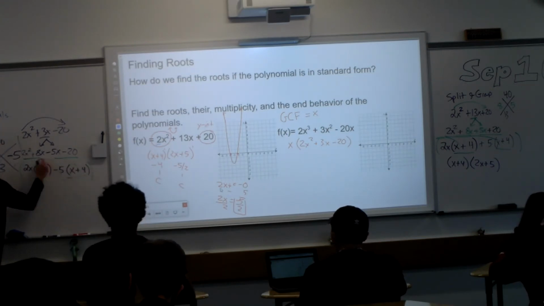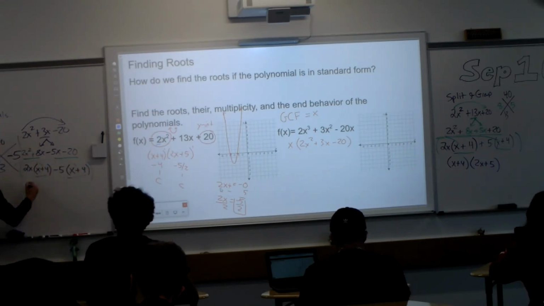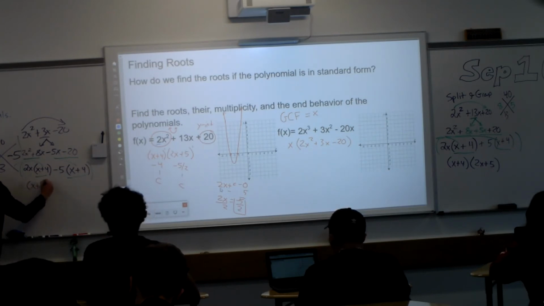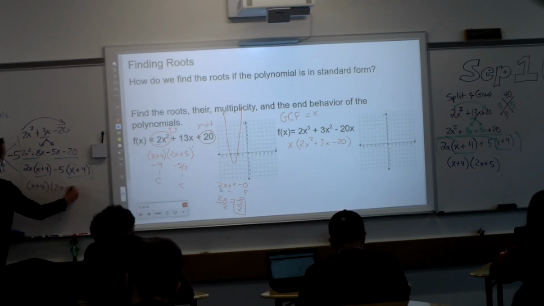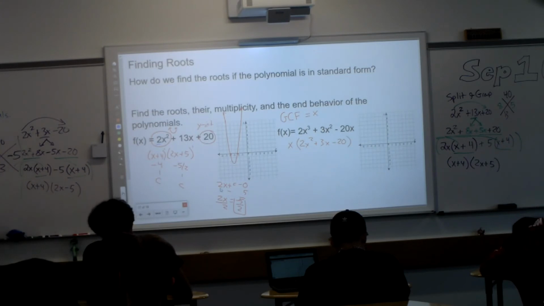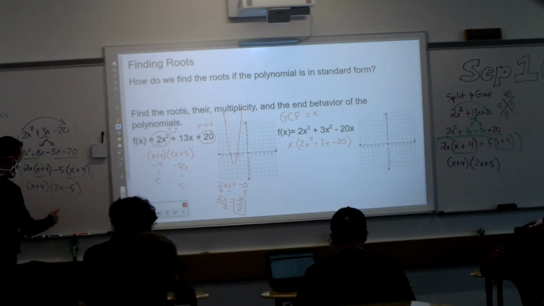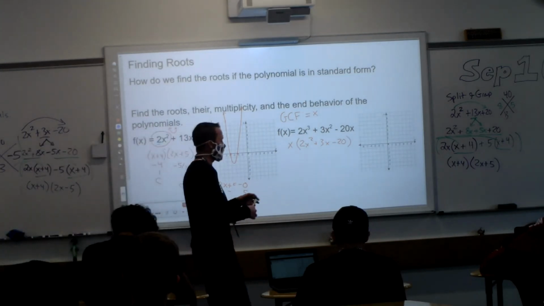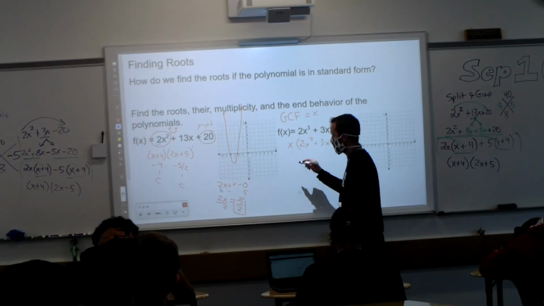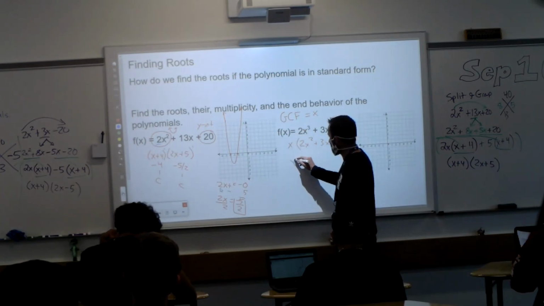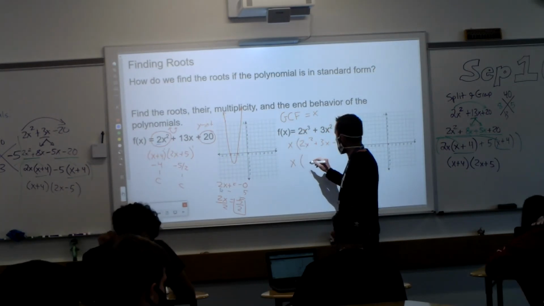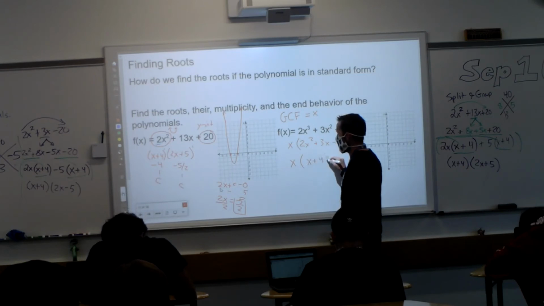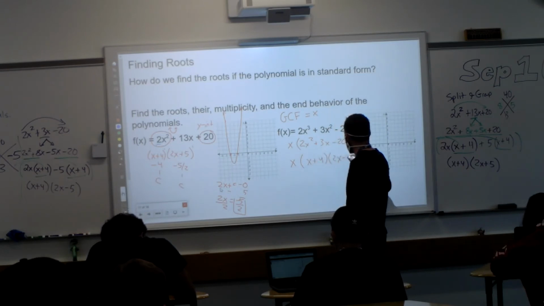I'm going to bring those out to the front. And that's going to give me x plus 4 and then 2x minus 5. And there you go, we have now factored it. It's kind of a pain until you get used to it, but once you're used to it, it'll go a little faster. So we still had our x from before, but now we factored this part to be x plus 4 and 2x minus 5.